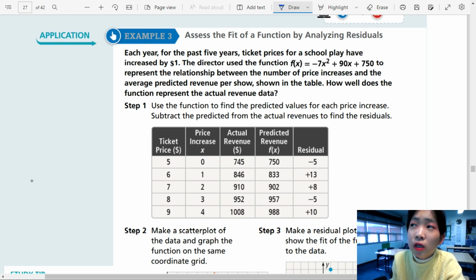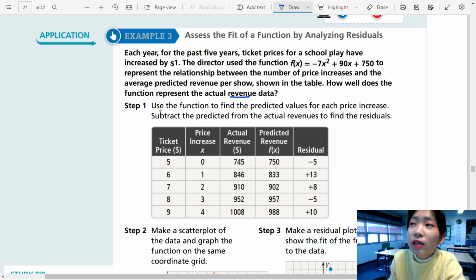So, do you know what revenue is? First of all, revenue is the amount of money you earn as a whole. Okay, and then let's see, what else do we need to know?